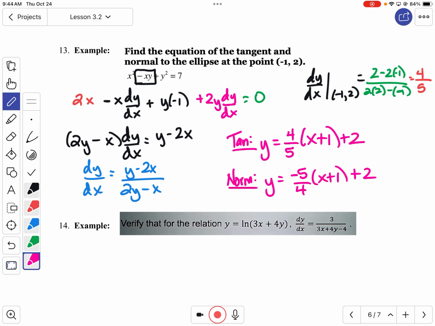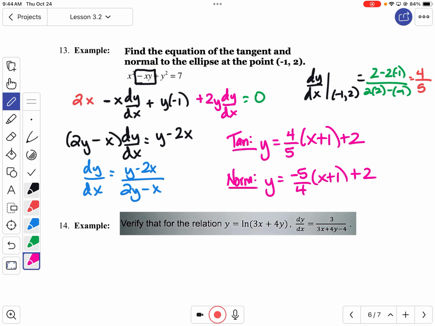Now, once you get your slope, you plug in the point, and that gives you the slope for your tangent. Your normal is just the opposite reciprocal because they're perpendicular, so you only have to get one slope to get the second. Now, these will appear in two places on your AP exam: multiple choice, typically in the non-calculator section, and they're usually not terrible.